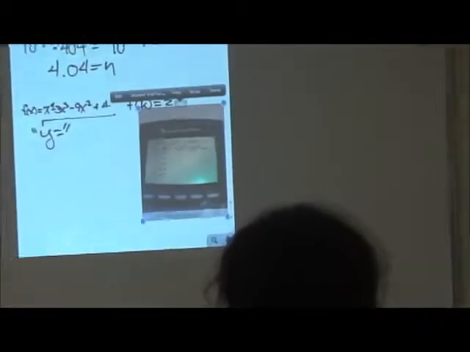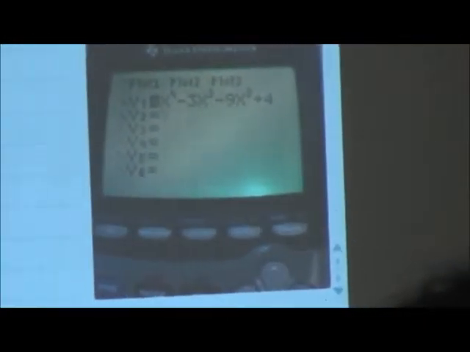So that's what it should look like right there on your grapher. If you hit graph, we're not going to do that one yet. We will. Okay. No, we're not going to go there right now. Okay.